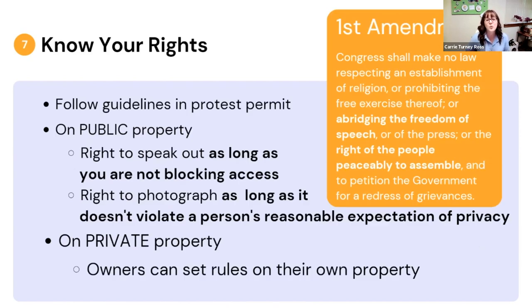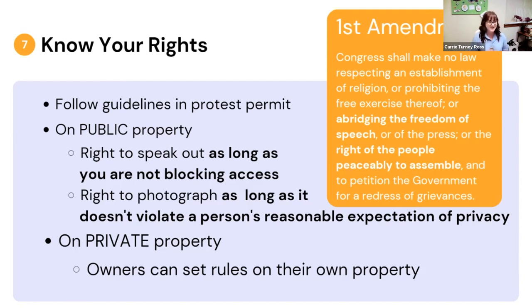And then you also want to know your rights. So the First Amendment of the Constitution says, Congress shall make no law respecting an establishment of religion or prohibiting the free exercise thereof. And this next part is really important here. Or abridging the freedom of speech or of the press or the right of the people to peaceably assemble and to petition the government for a redress of grievances. So you have that right to free speech.